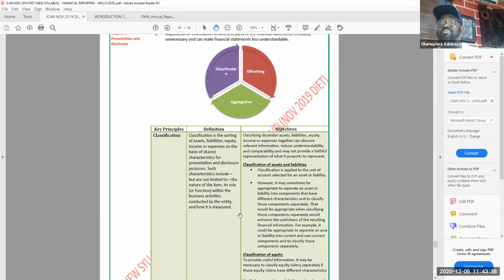Secondly, offsetting. The standard says that, as far as practicable, we should try not to offset an element of asset with liability, or income with expenses, except if certain conditions are met. You can only offset if there's a legally enforceable right to do so. And secondly, even when there's a legally enforceable right, you can only offset when that asset has to be realized to settle the liability, or the expense is incurred directly as attributable to the income to reimburse that expense.